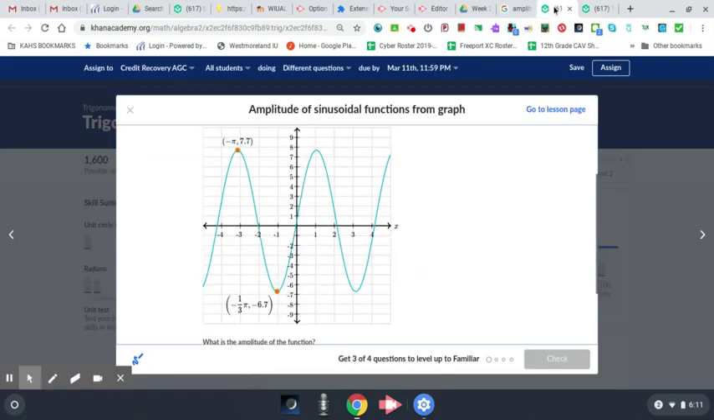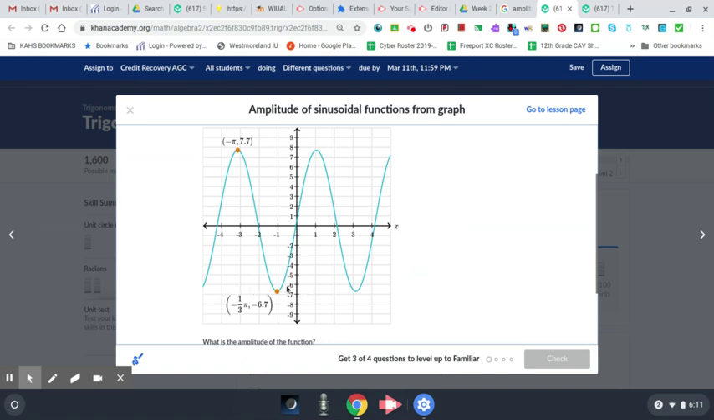So in other words, let's look at this one. On my calculator, I'm sitting at my computer, have my calculator out. If I subtract 7.7 minus negative 6.7, so minus negative 6.7, it's really adding 6.7. From the top to the bottom, it tells me that it's 14.4 units. So that's twice the amplitude.